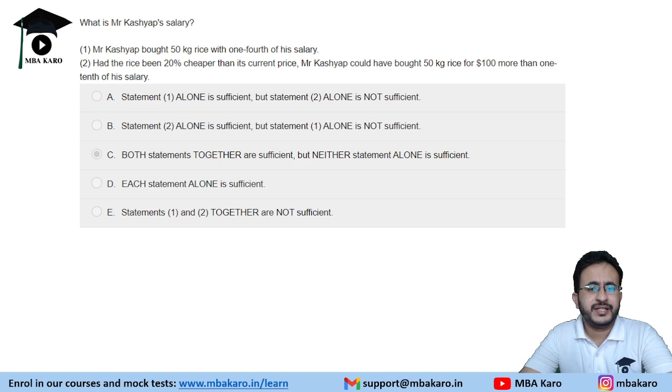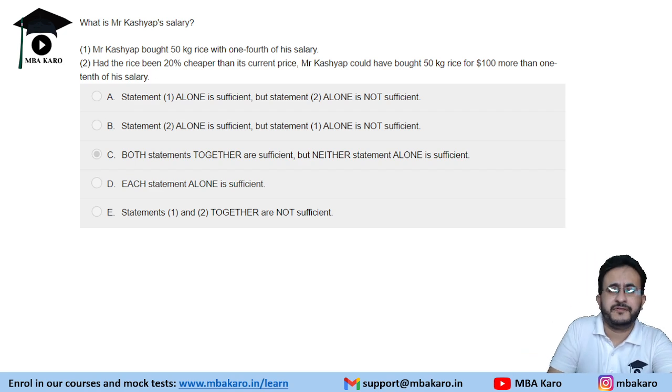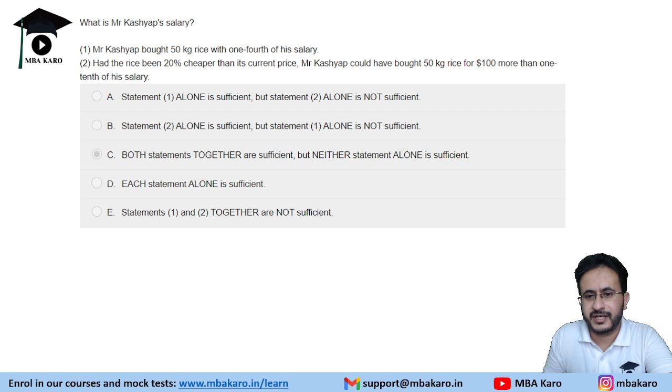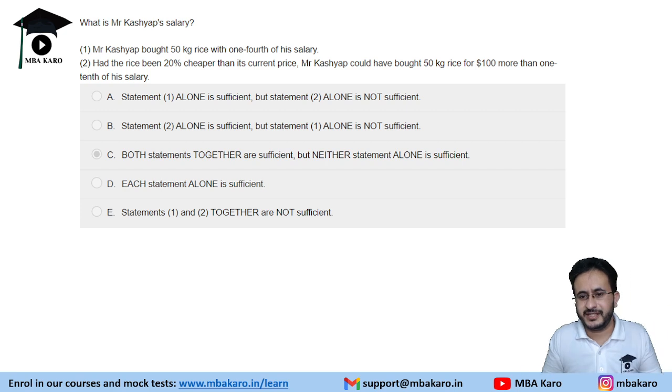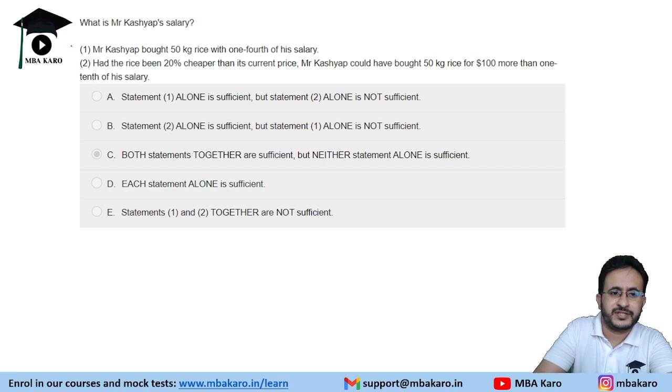Now again, next question. It says, what is Mr. Kashyap's salary? It says Mr. Kashyap bought 50 kg rice with 1/4 of his salary. Now if I know 50 kg rice, how much did he spend on rice? We do not know. So obviously first is not sufficient.